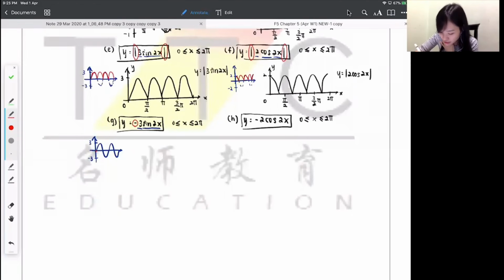Just in case you couldn't flip it, let me teach you how again. Starting is 0. 0 with a negative is still 0. Ending is 0, with a negative still 0. So all the 0s stay on 0, okay? But the highest is 3. 3 with a negative becomes negative 3, correct? How about the lowest? The lowest is negative 3. Negative 3 with a negative becomes positive 3. If I connect them together, the graph will look like this.